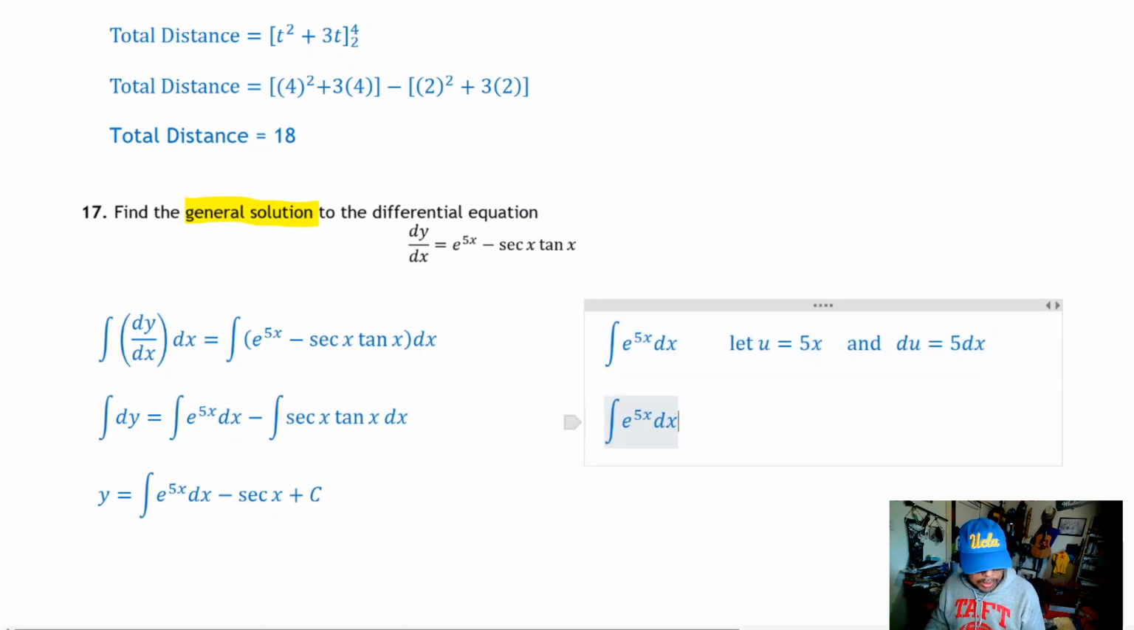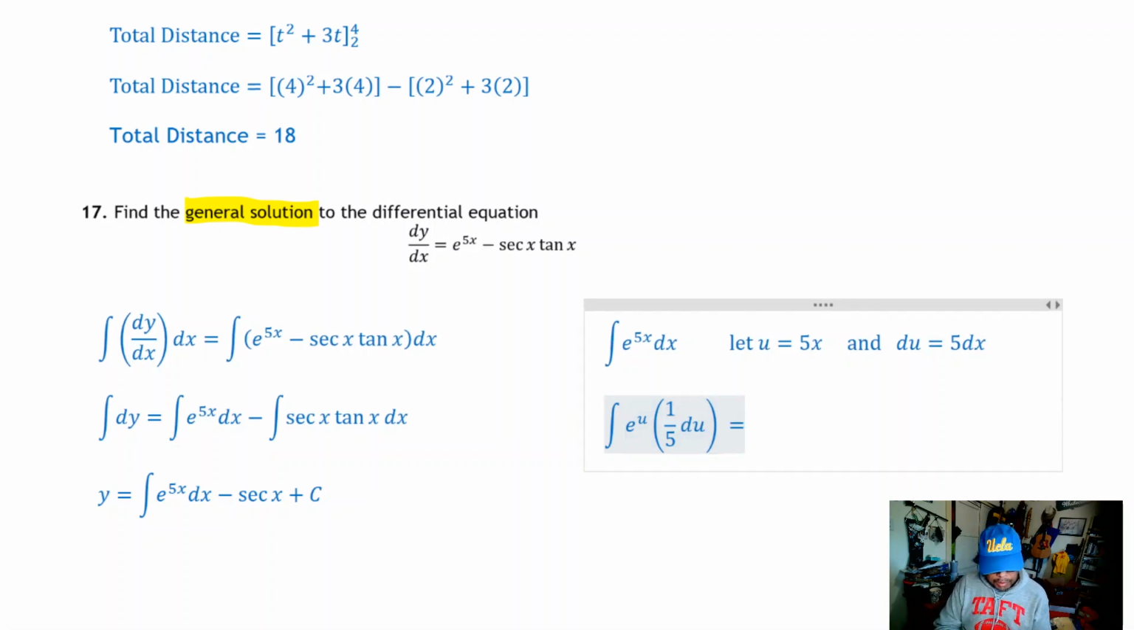Copying our integral again, we can replace this 5x in the power up here with a u, since u is the same thing as 5x. And over here with our dx, since du is 5 dx, we can replace that dx with 1/5 of du. Let's put that in parentheses, 1/5 of du. So that's where the 1/5 comes from.